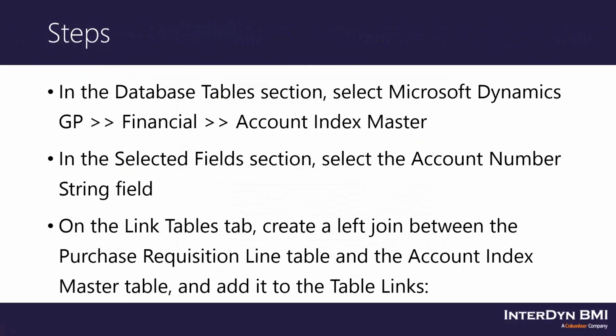Then in the Database Tables section, we're going to set our Microsoft Dynamics GP Financial Account Index Master. In Selected Fields section, we're going to select the account number string. And then on the Linked Tables tab, we're going to do a left join between the Purchase Requisition Line table and the Account Index Master table and add it to the table links.